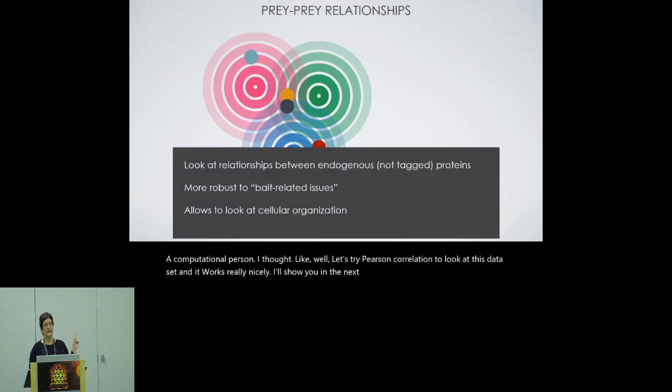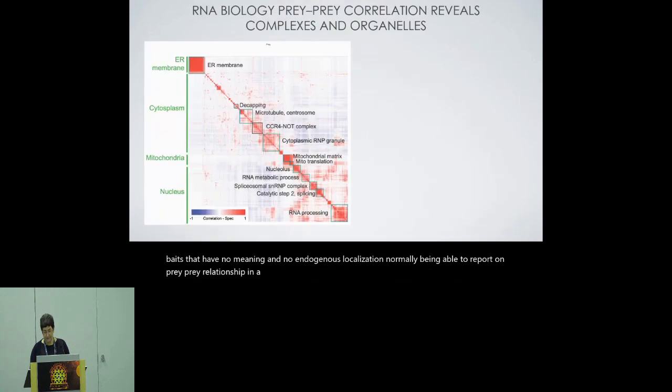But the key thing here is that now we're looking at the relationship between those endogenous, not tagged, preys, and that turns out to be amazingly robust to baits lying. And in fact, you could have baits that have no meaning and no endogenous localization normally being able to report on prey-prey relationships in a way that makes sense.